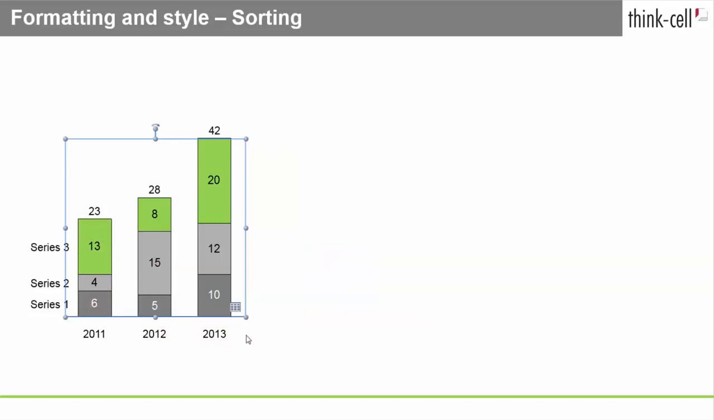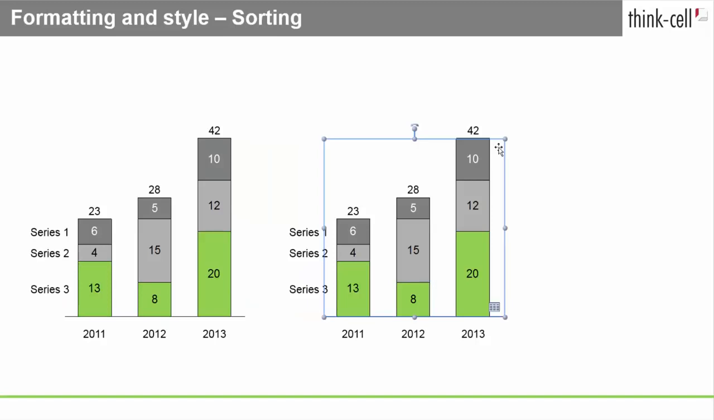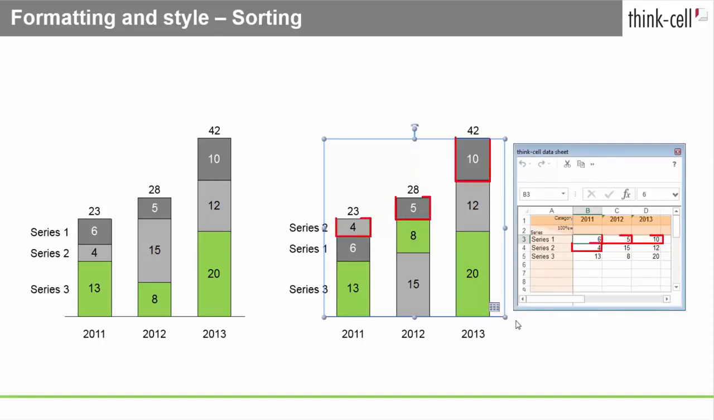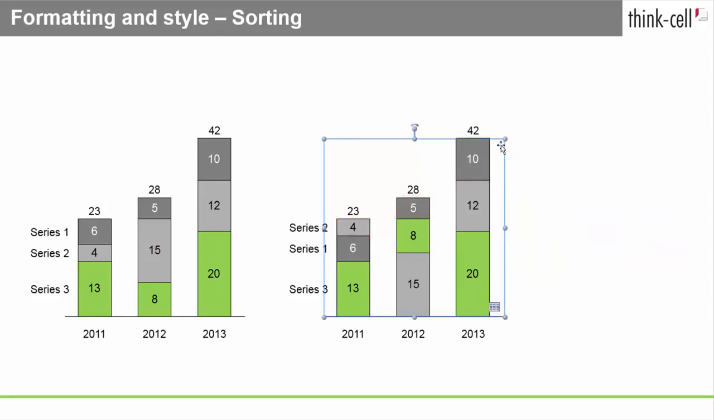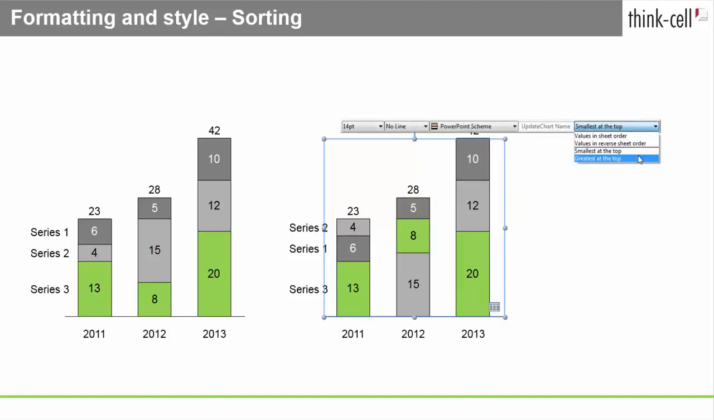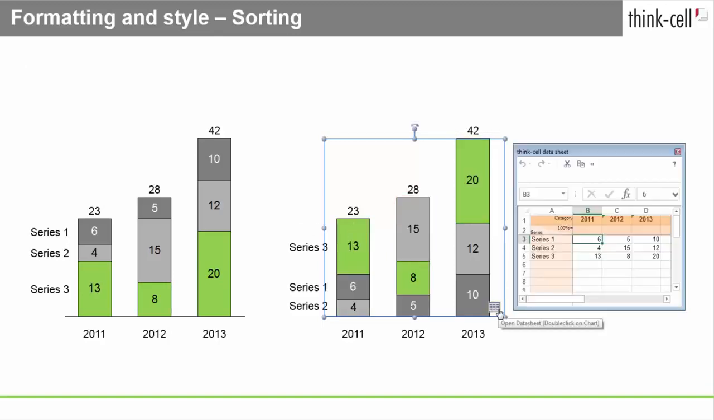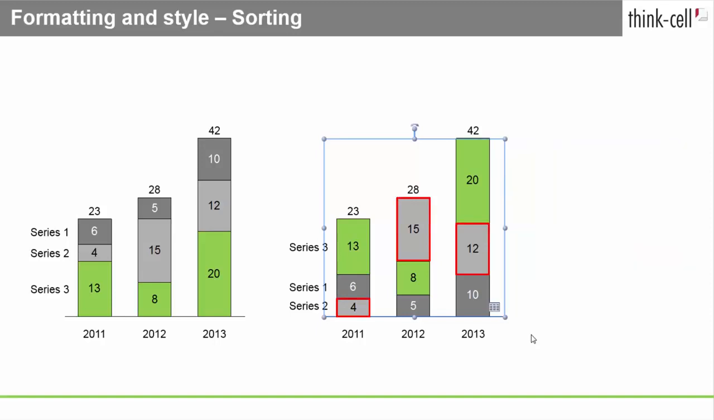ThinkCell can also sort the segments of a category based on their value. Smallest at the top will sort the category so that the smallest segment of each category is at the top. Greatest at the top will place the segment with the greatest numerical value at the top. Of course, as a result of this, segments of the same data series which have the same color will appear at different positions in different categories.